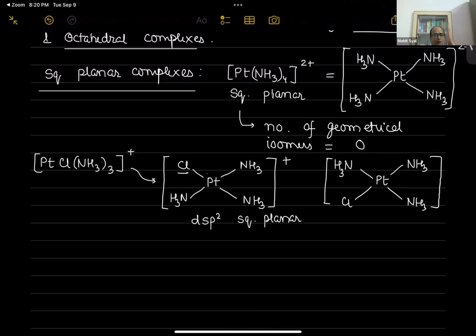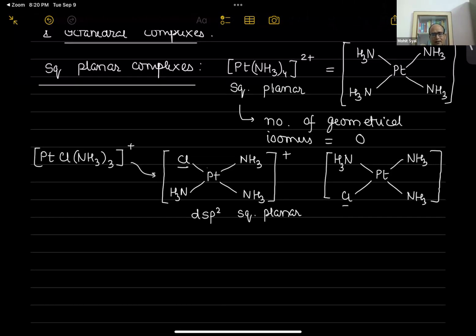And if I change this Cl and put it here, then also it is going to be the same thing. Got it? What's there on either side of the Cl? The two NH3 groups. And on the back side of the Cl, you still have the NH3. They are the same; if you flip it like this, the Cl is going to come down and NH3 is going to go up. It is not a new isomer. So the number of geometrical isomers will be equal to 0. Is it clear?